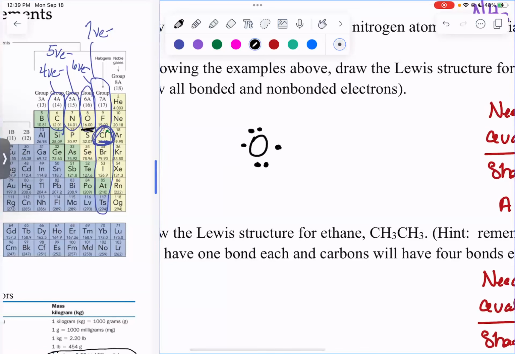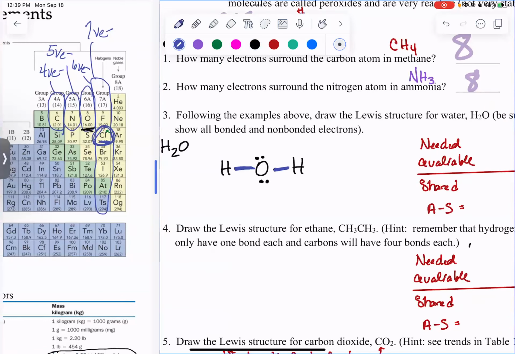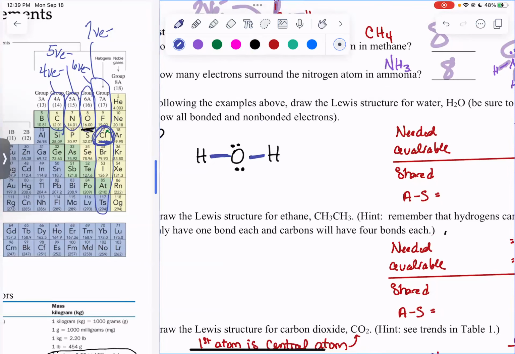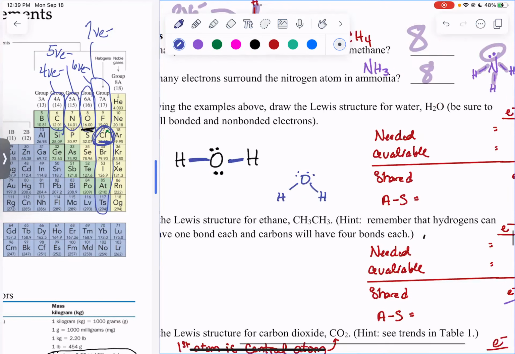5, 6. Then I have hydrogen. I have 2 hydrogens. They each have 1. So I'm going to turn those individual electrons into shared electrons and share them between the 2 elements, and I'll get 2 single bonds. Technically, the structure really looks more like this. It's bent, but we'll get to that.